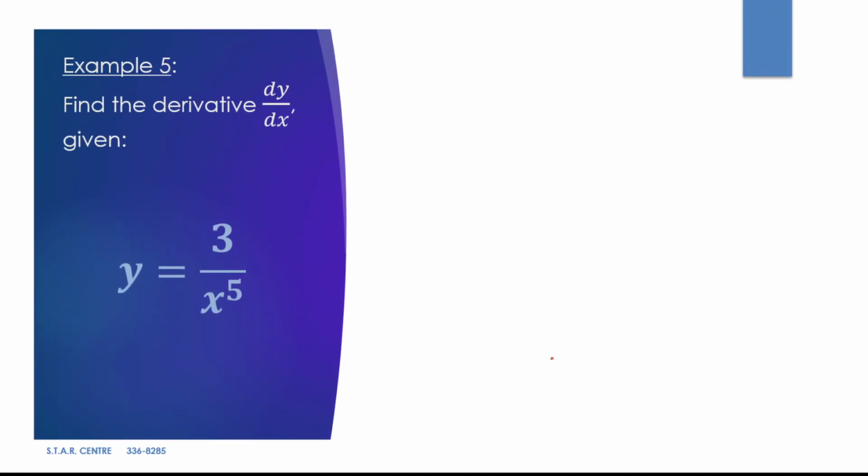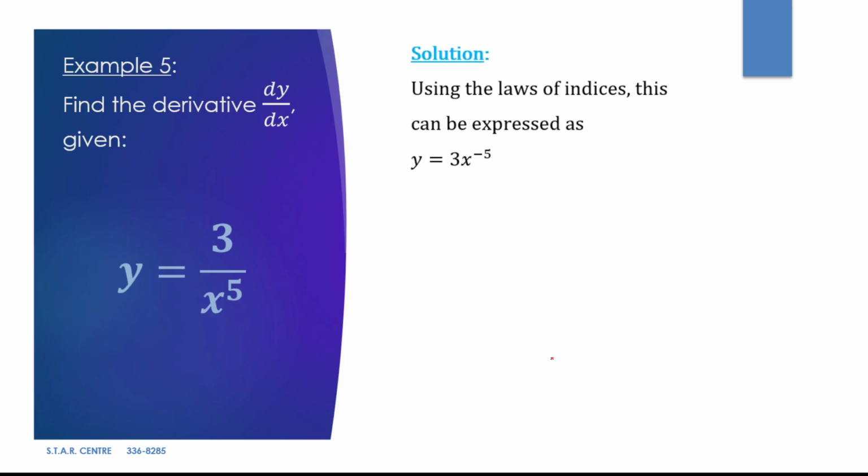Example 5, we want to differentiate y equal 3 over x to the power of 5. Now this looks a little bit different from the previous questions that we did because it's not directly in the form ax to the power of n. However, using our laws of indices, we can express it in that form.